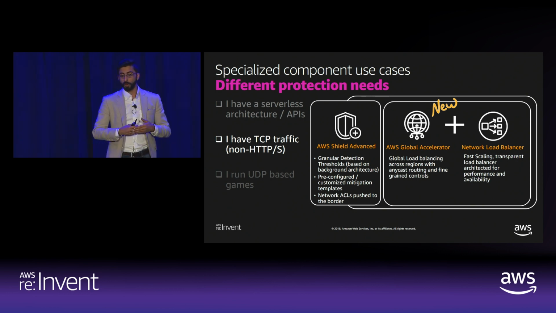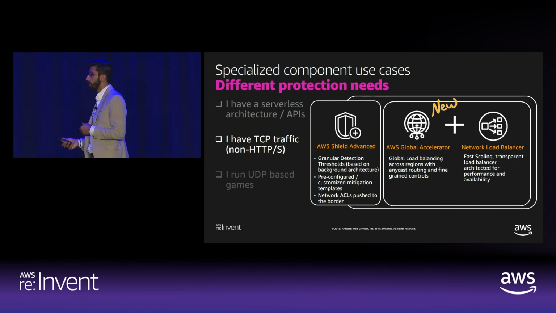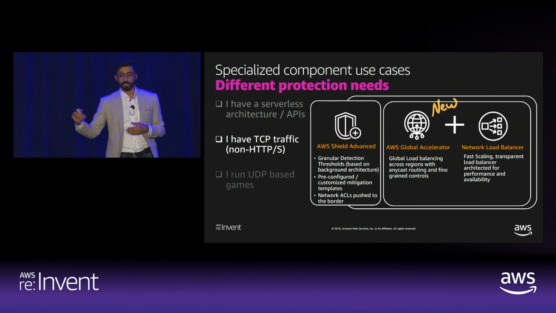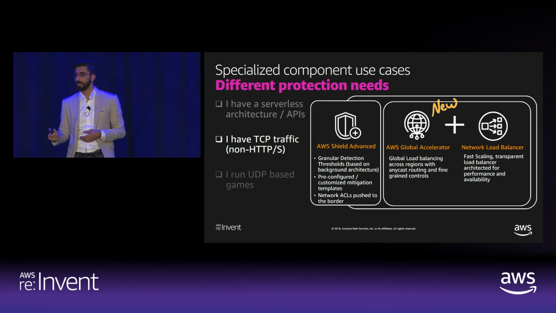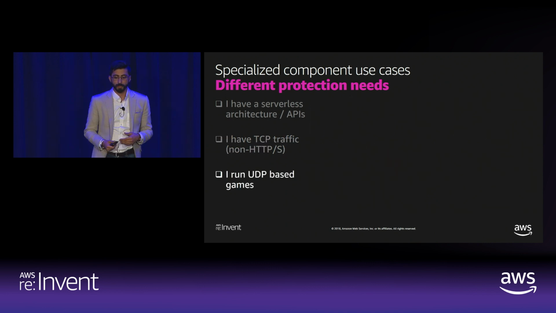And finally, when it comes to network regional services, like Network Load Balancer, we take network ACLs and push them out to the border so that they're not taking up resources on your VPC, but we're dropping traffic as far from you as possible.